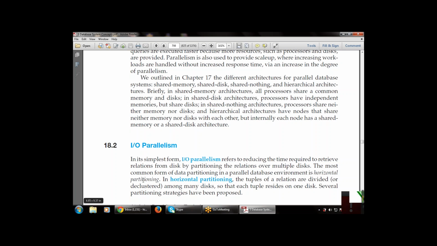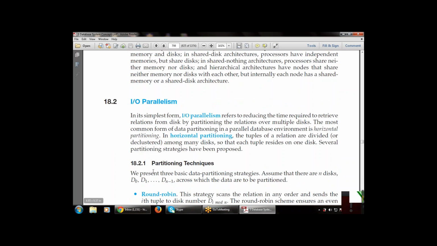The most common form of data partitioning in a parallel database environment is horizontal partitioning. In horizontal partitioning, the tuples, that is the rows of the relation, are divided among various disks, and each tuple resides on one disk. That is the input-output parallelism. That is, the input is given in parallel and the output is also given in parallel.